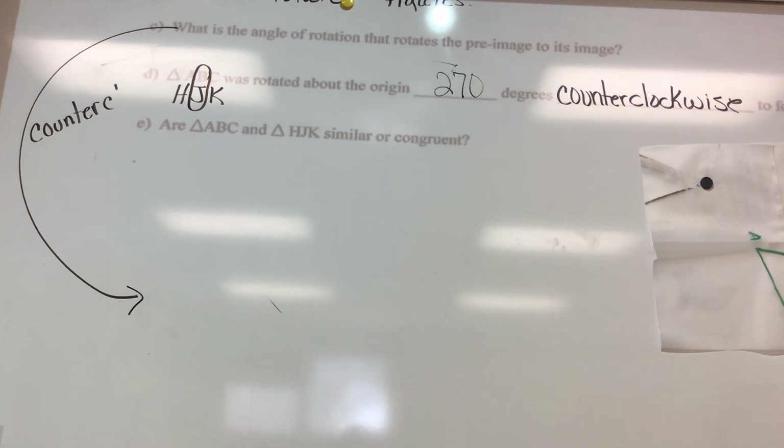Now, are triangles ABC and HJK similar or congruent? Good. Let's stop the video. Get everything written down.